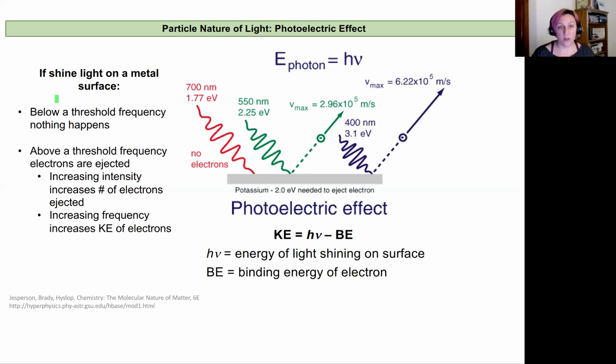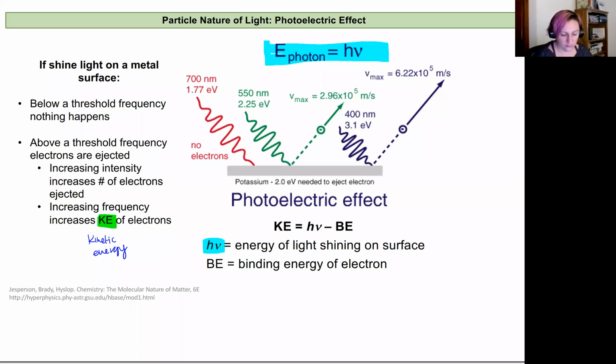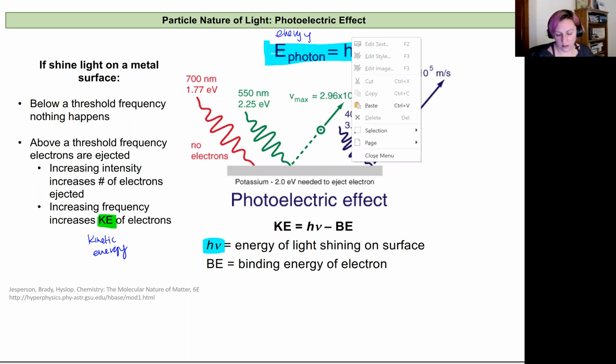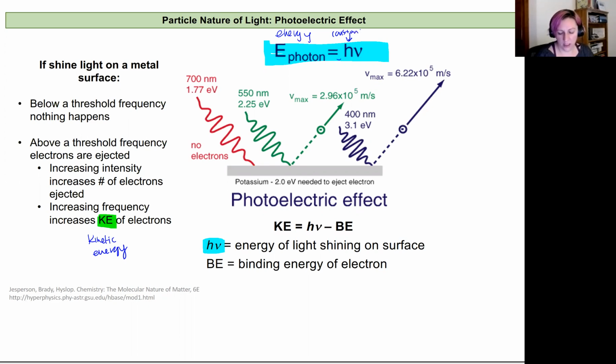So looking at this image, I just want to point out some of our variables and abbreviations, right? We have KE, our kinetic energy. HV, this is the light shining on the surface. And where this is coming from is right here, that the energy of the photon is equal to Planck's constant, which is just a constant, times frequency. So that energy of the photon, the particle of light, is going to be proportional to frequency. And photon is the word that we're going to use for a particle of light.